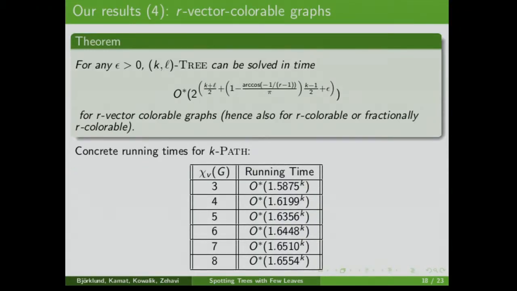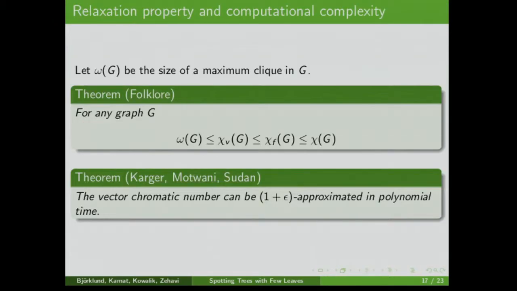So we can also get some nice running time bound for these R vector colored graphs, and we are very proud of it, because we've got pi in our time complexity. You can notice that it applies for R vector colorable graphs. Suddenly I can write colorable, not colored, because the coloring runs in polynomial time. But if it works for R vector colorable graphs, then it also works for R colorable graphs, because of this chain of inequalities.